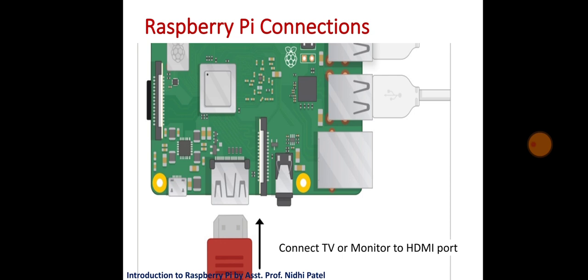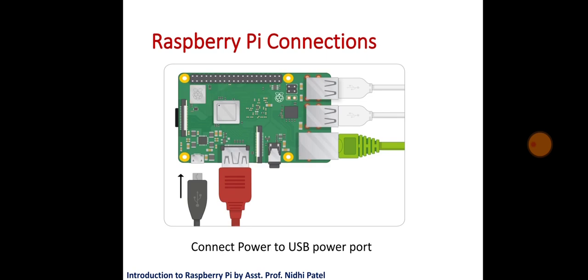Now let us see about Raspberry Pi connections. First, you have to connect your keyboard and mouse to the USB ports as shown in the figure. Then you have to connect your monitor or TV to the HDMI port as shown in the figure. Now these are the basic connections which are made. The camera, audio, Ethernet port, all are optional connections which are not required all the time. So after doing the basic connections, let us provide power, and for that we'll connect the power to the USB power port.